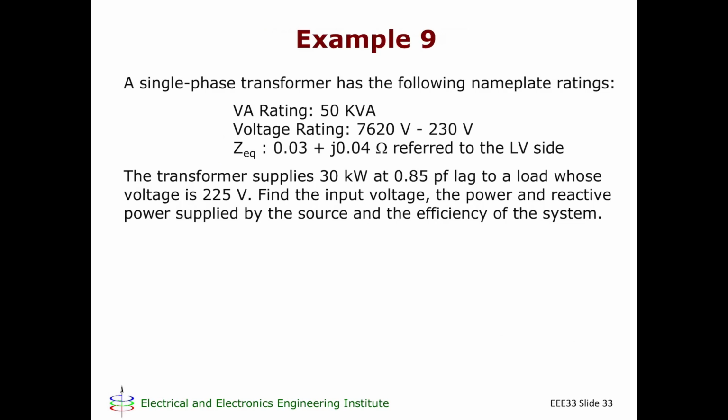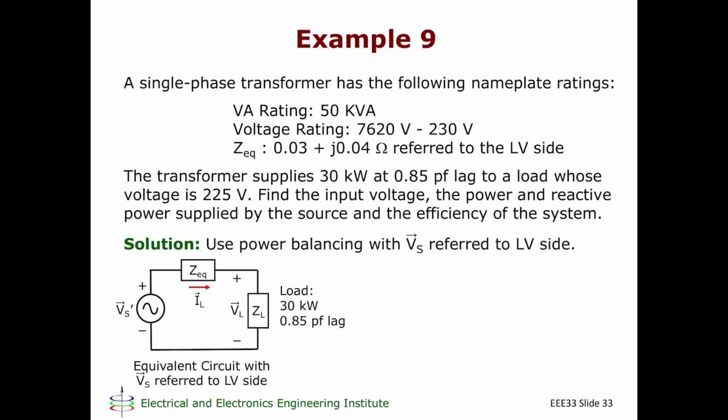So in this case, it is referred to the low voltage side. The transformer supplies 30 kilowatts at 0.85 power factor lag to a load whose voltage is 225 volts. So we're supposed to find the input voltage, the power and reactive power supplied by the source, and the efficiency of the system.